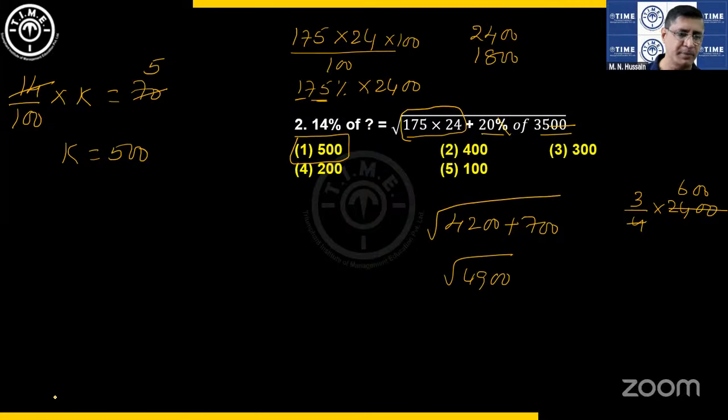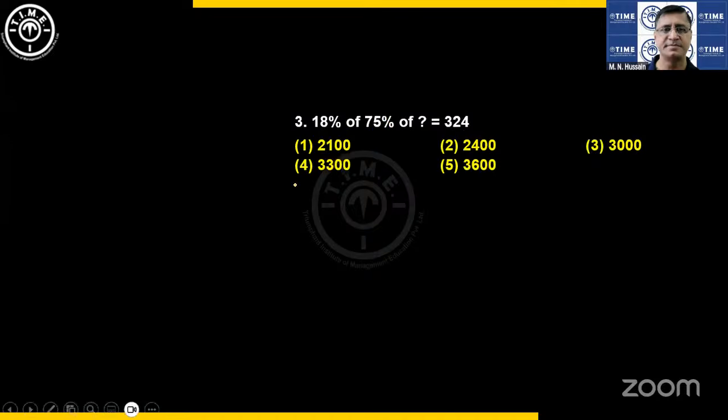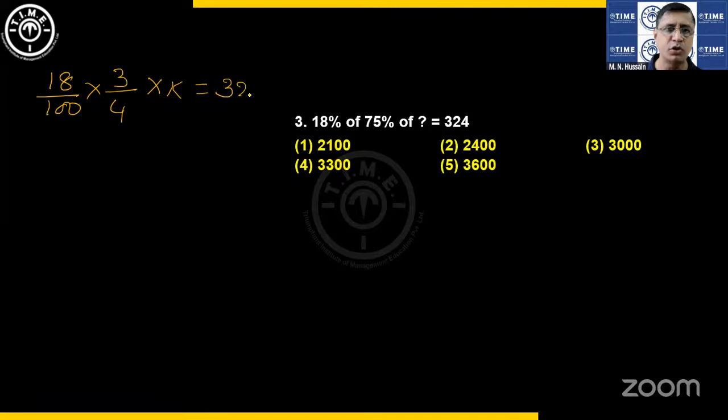Now moving to the next example. Question number 3 on your screen. 18% of 75% of question mark is equal to 324. 18%, 18/100. 75% is 75/100, in the simplest form that is 3/4, of question mark. I am assuming the question mark as K, which is equal to 324.